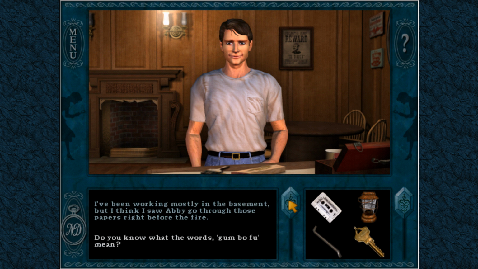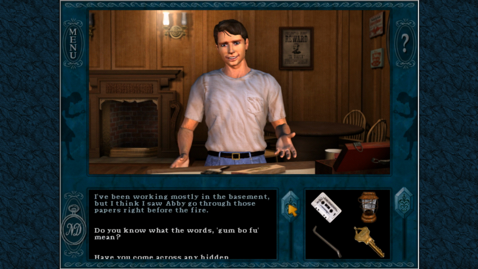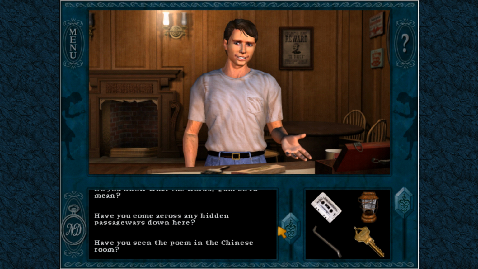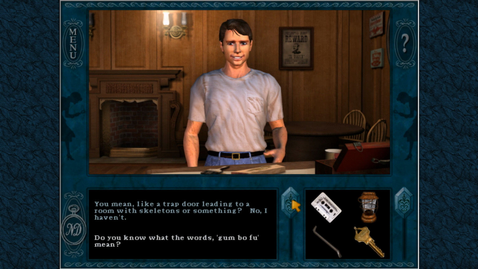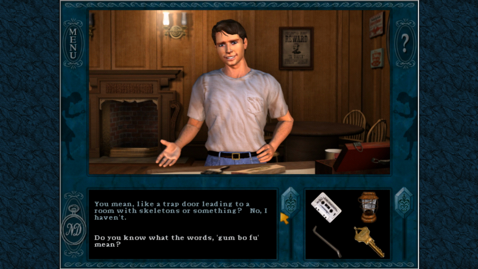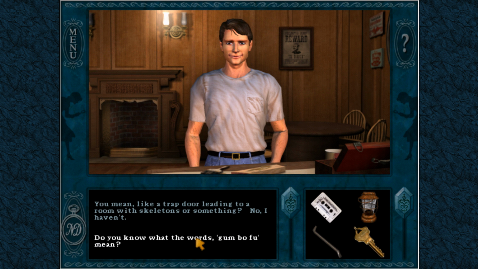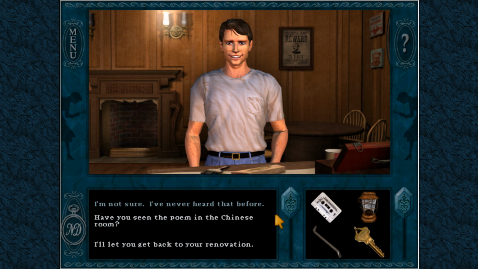Who was the last person you saw in the parlor before the fire? I've been working mostly in the basement, but I think I saw Abby go through those papers right before the fire. Had you come across any hidden passageways down here? You mean like a trapdoor leading to a room with skeletons or something? No, I haven't. Do you know what the words gumbo foo mean?